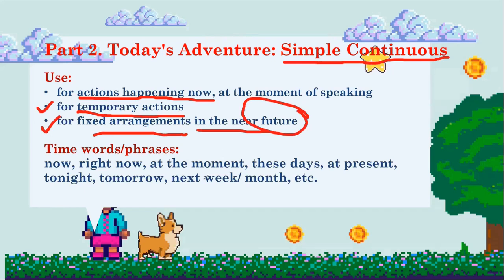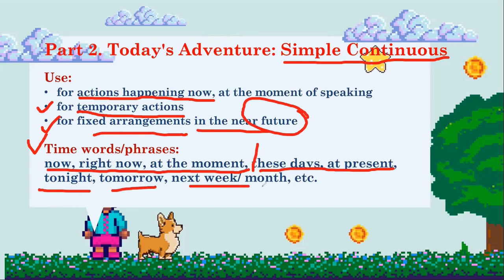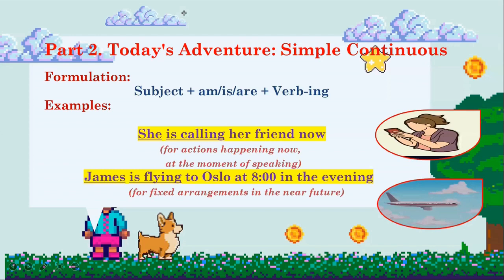There are some certain words or phrases that are essential for this tense. For the immediate present, we have now, right now, or at the moment. For ongoing periods, we have these days or at present. And for future arrangements, we will have tonight, tomorrow, next week, or next month. So let's move to the next slide.